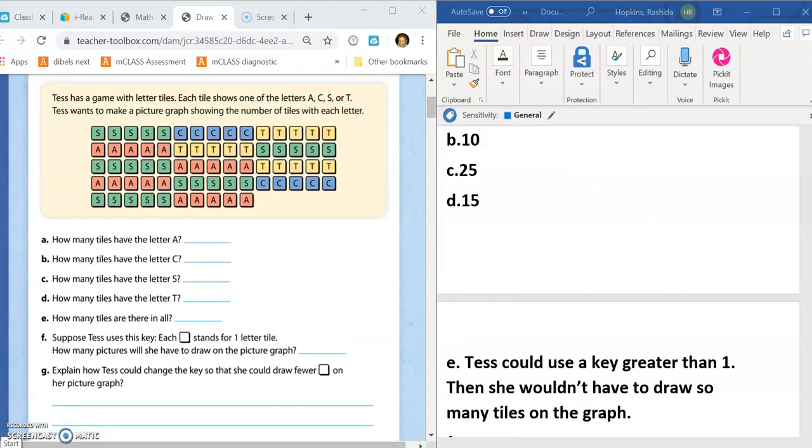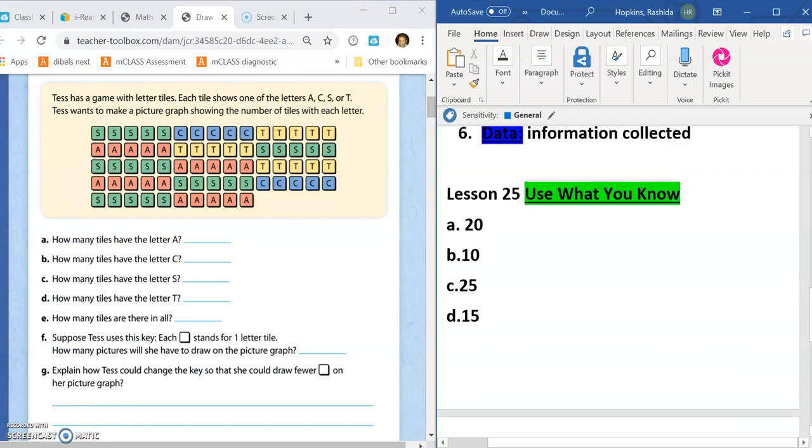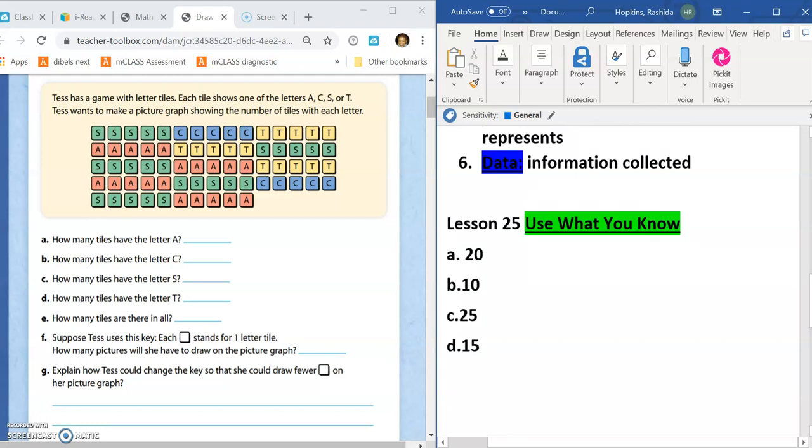Okay, I'm back. How many tiles have the letter A? We should have written 20. How many tiles have the letter C? We should have written 10. How many tiles have the letter S? We should have written 25. How many tiles have the letter T? You should have written 15.